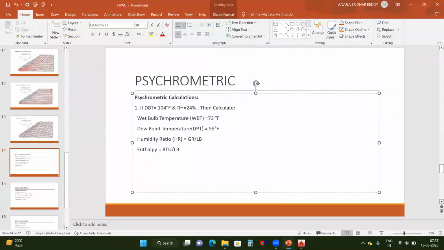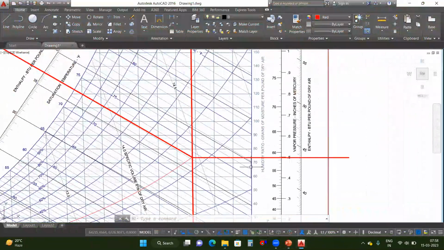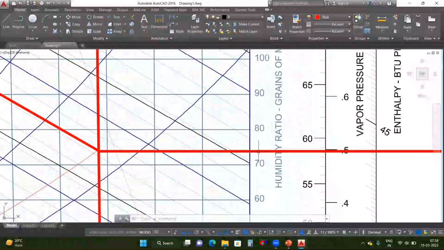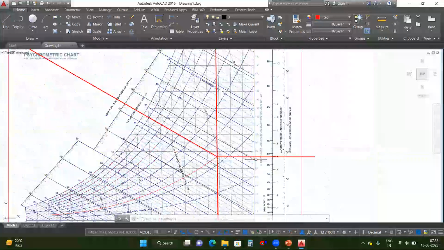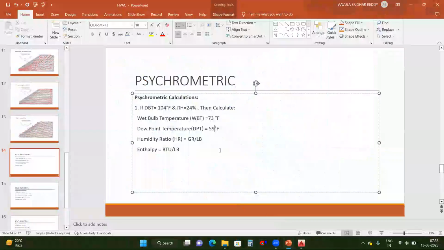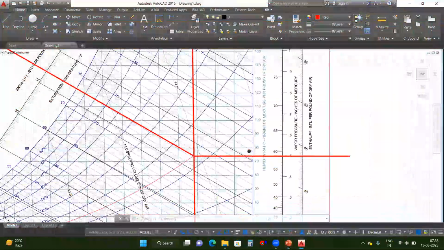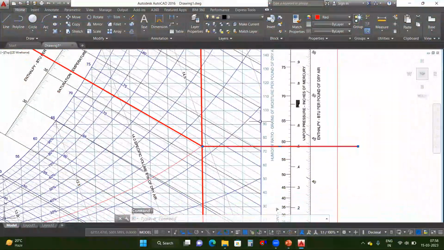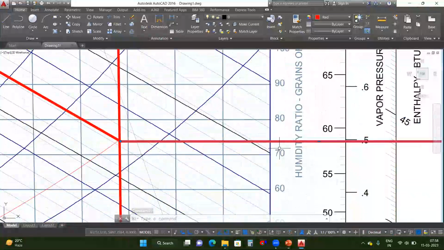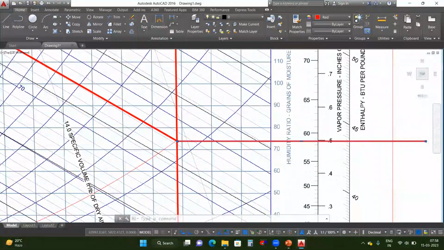And humidity ratio. These are the humidity ratio lines, so we can get it here. That is 72 grains. Why? Because the line is already drawn. This is the axis of humidity ratio. It is meeting at 71 and 72, so we can take 72.